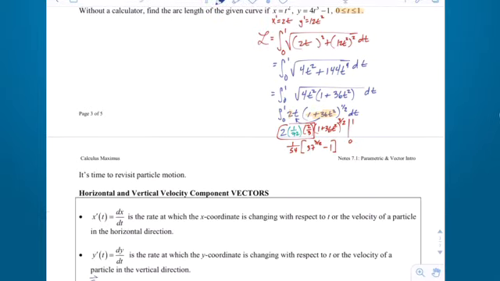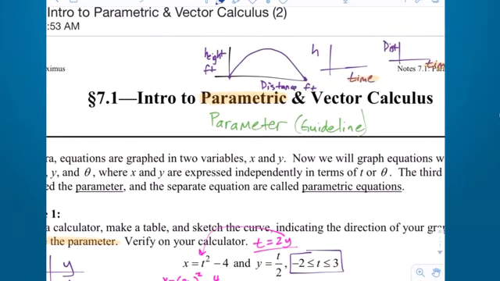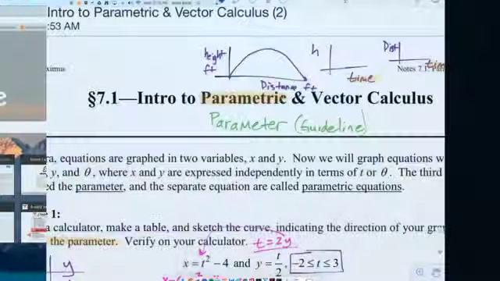Okay, so that concludes this section. Let's go ahead and download the next section, which is really the same idea, except we're going to be using integrals now. This was all about introduction and derivatives. The next section, 7.2, is now about integrals, which is accumulation.